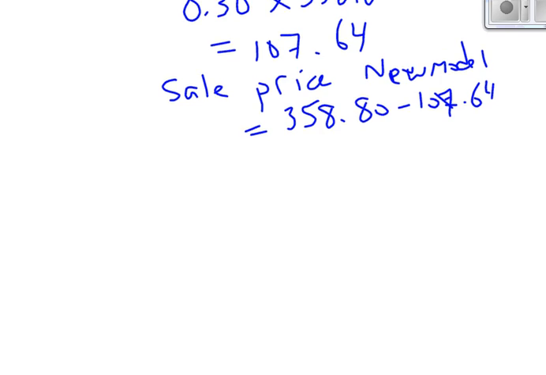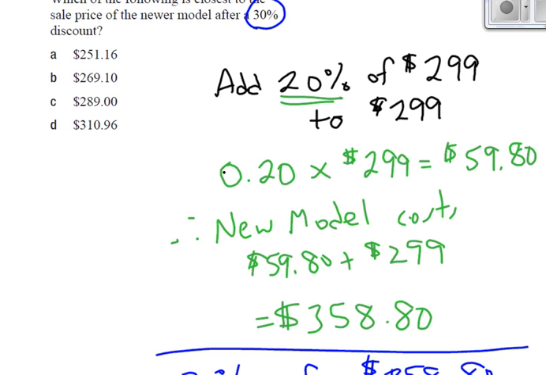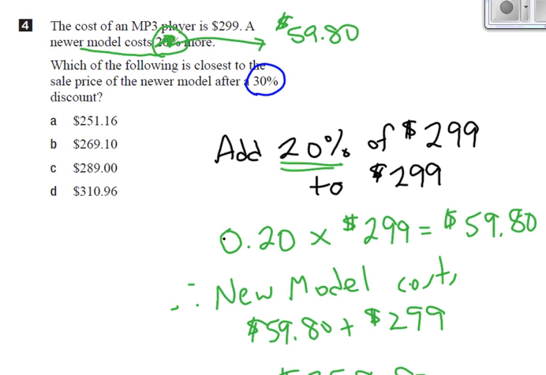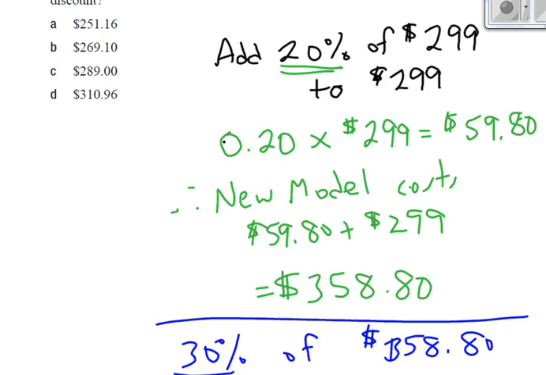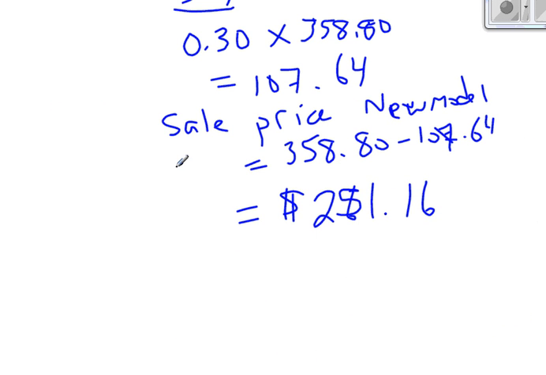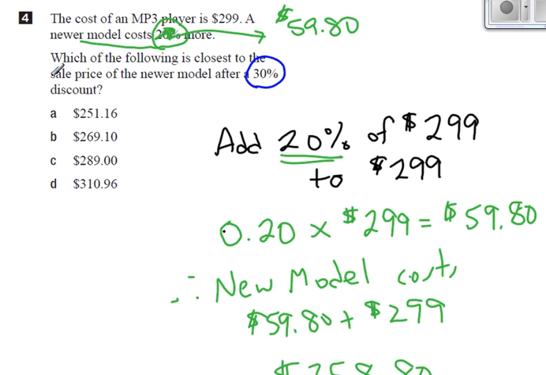So the sale price of the new model is $251.16. Oops, I looked at my calculator wrong. My bad. There, $251.16. And that gives us an answer of A.